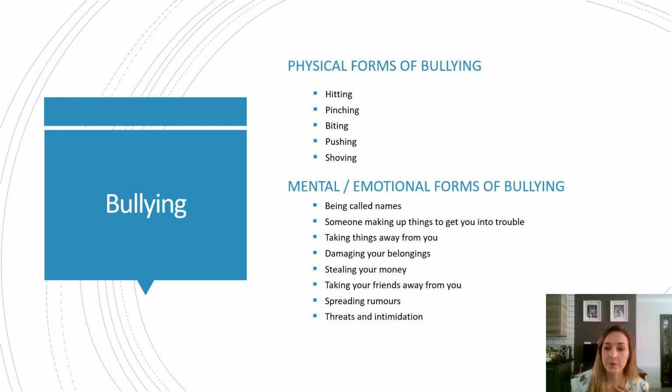Then the mental and emotional forms of bullying. Now, when I read these, it was very interesting because it's things that happen commonly in class. You guys have all witnessed it. Some of you have done it and some of you have had it done to you. So it's things like being called names, right? Any kind of name. Even if it's a name that's not supposed to be offensive but you don't like it, that's offensive to you. It's a mental or emotional form of bullying.